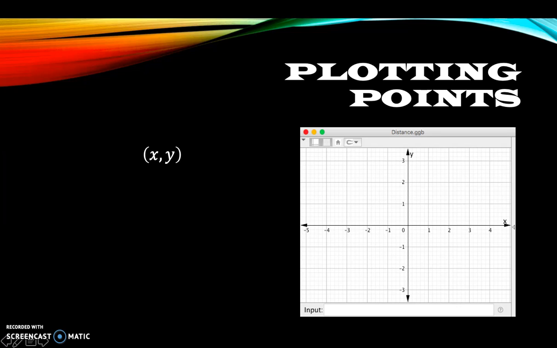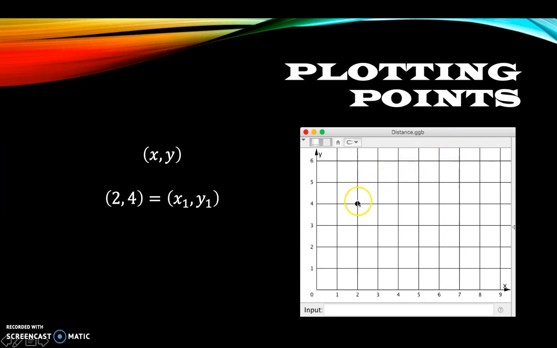When plotting points (x, y), x before the comma is the x-coordinate, and y after the comma is the y-coordinate. We begin with the x-coordinate that is read from the x-axis, and then from the x-axis we go up or down based on the value of the y-coordinate. For example, (2, 4) and (6, 5). To distinguish the 2 points, (2, 4) would be (x1, y1). We begin at 2 and go up 4: 1, 2, 3, 4, which is this point.